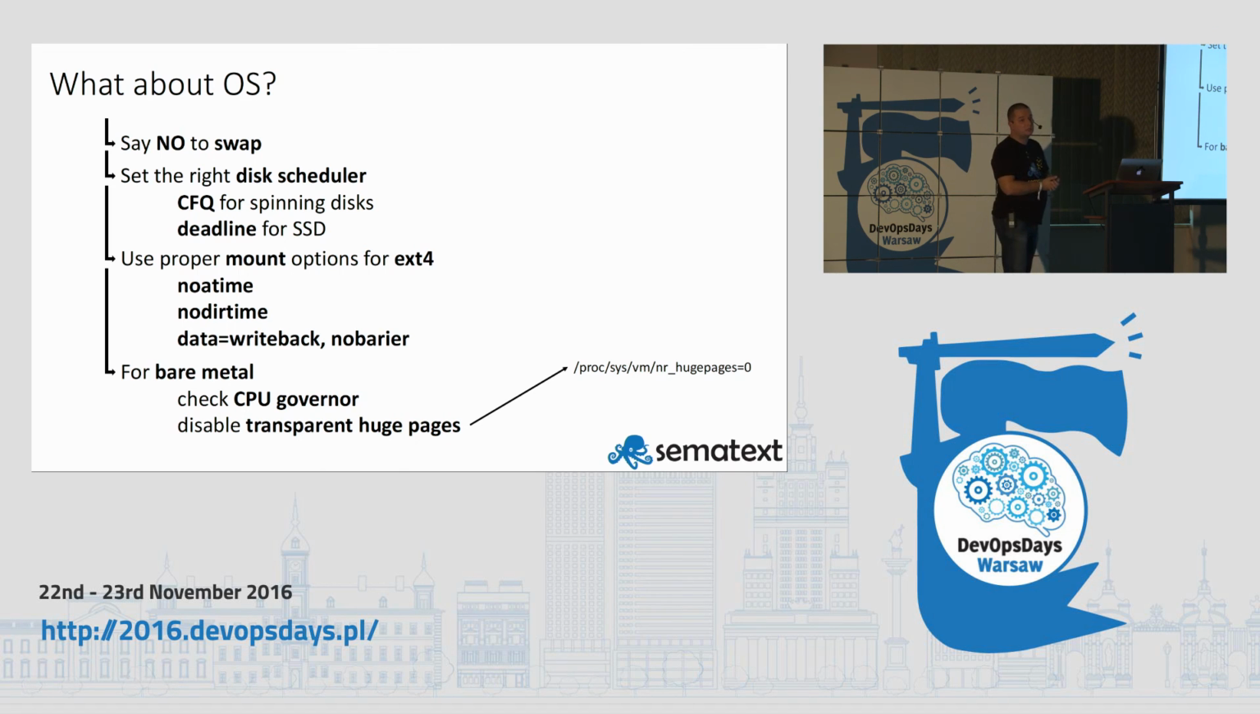Set the right disk scheduler depending on the disk you use. For example, if you use SSD, use the deadline scheduler. Use proper mount options if you are using ext4: data writeback, no barrier, and no directory and file access times. And finally, for bare metal, take a look at your CPU governor, the one that takes care of your power management, and disable transparent huge pages. For example, MongoDB developers tell you that you should disable that. In most Linux operating systems, transparent huge pages are enabled by default, but are virtually disabled because the number of transparent huge pages is set to 0.